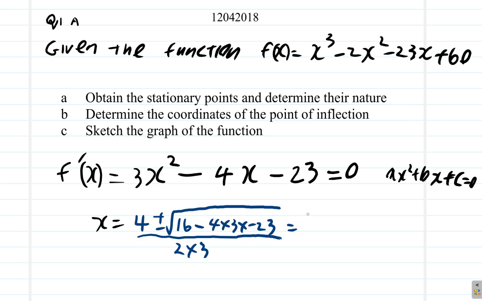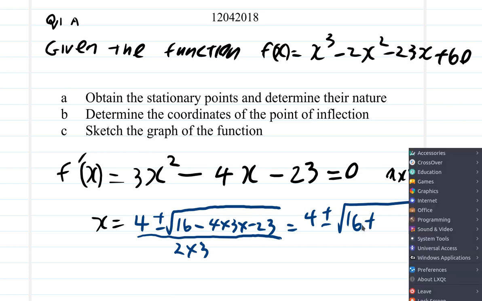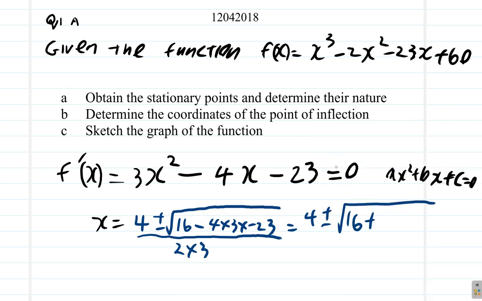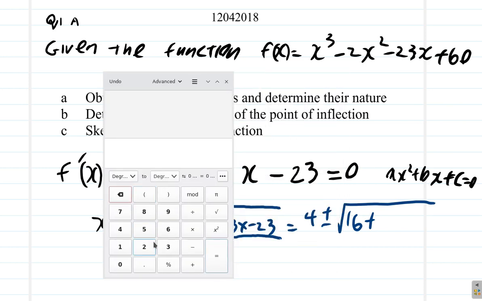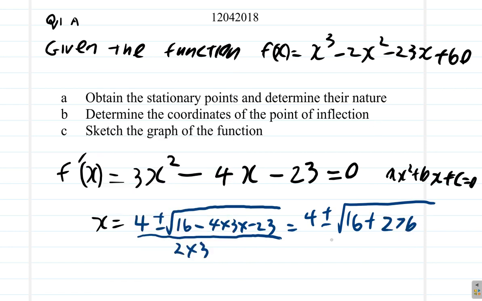What does this give us? 4 plus or minus the square root of 16 minus negative, so it's going to be a plus, and then we multiply these things out. 4 by 3 by 23. What does that give us? 4 by 3 by 23 equals 276. So this is 276 all over 2 times 3.